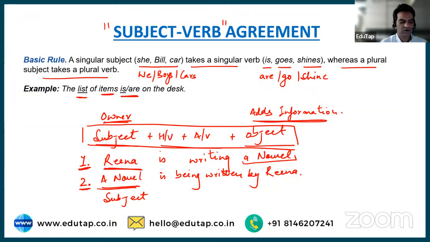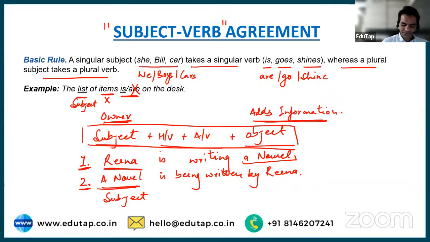So very well done, guys. All of you have actually understood the subject of this sentence. No, Praveen, it should be is, not are. So the subject in this sentence is not the items. The subject is list. And list being singular, it will take a singular verb. So the correct answer here should have been is, right?